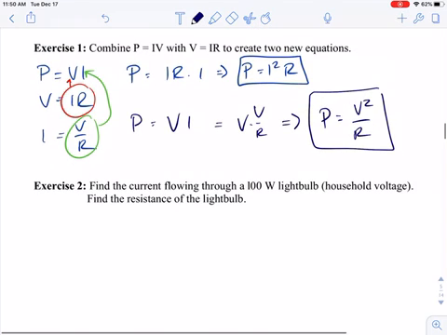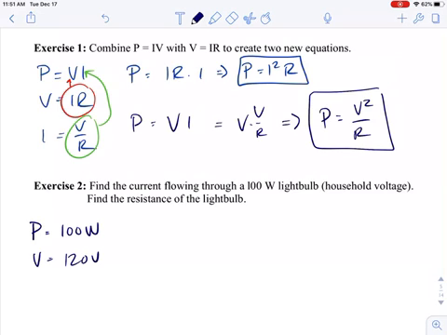So here's an example. Find the current flowing through a 100-watt light bulb with household voltage, and then find the resistance of the light bulb. So the power is 100 watts, and the voltage is 120 volts, and I want to find the current. So I'd use P equals IV. So 100 equals I times 120. And when I divide, I'm going to get 5/6, I think. I'm going to get that the current is 0.83 amps.